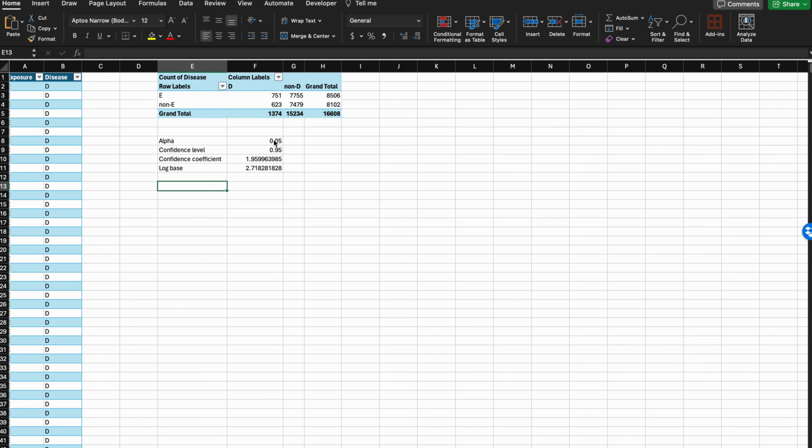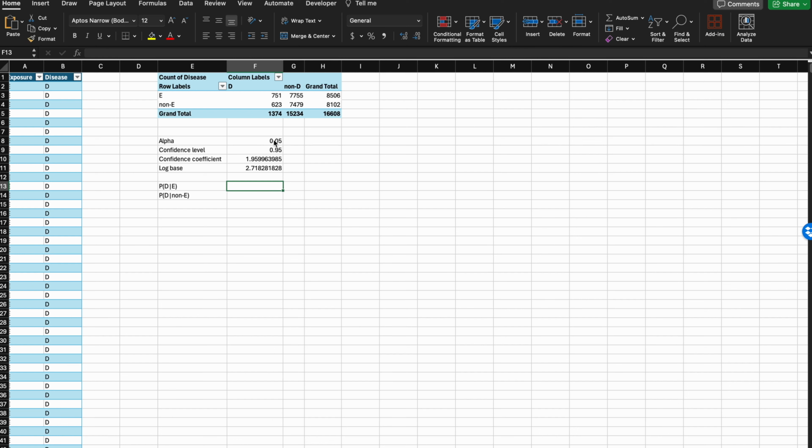Now for the risk difference and the relative risk or risk ratio, we need the probability of disease given exposure. I'll write it as such, and we also need the probability of disease given non-exposure, and let's write it as such. Those are the two probabilities that I need. So let's try and calculate those.